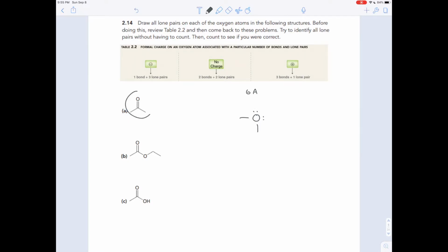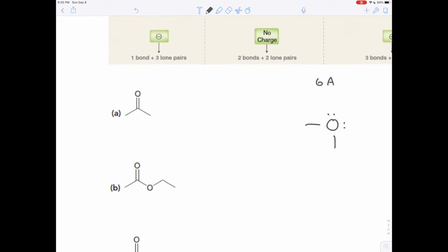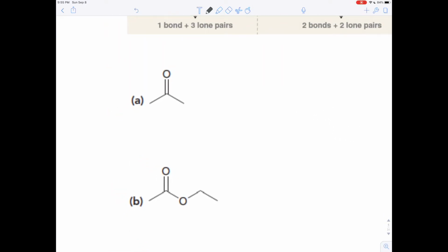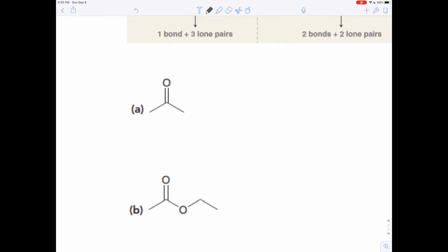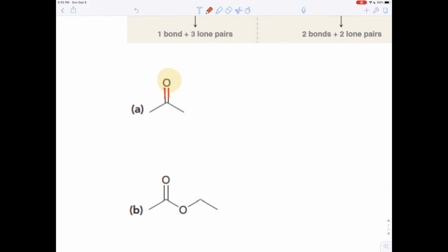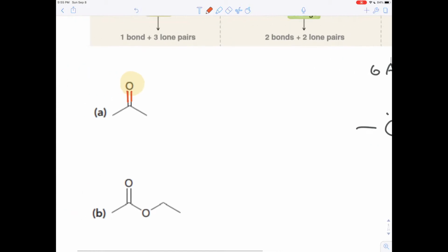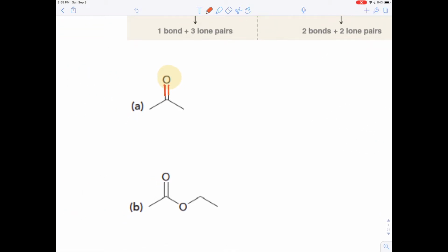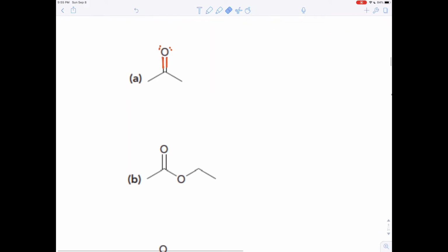So if we look at this first one, this is actually acetone, which some people use as nail polish remover. You can see that looking at that oxygen, it has 2, 4 electrons around it already. Each bond counts as 2 electrons. And to be stable, it needs 8. So we would have to add in 6 and 8. So 2 lone pairs. So we could see that.